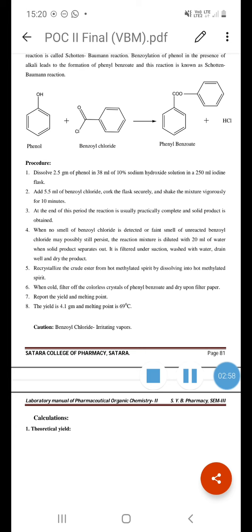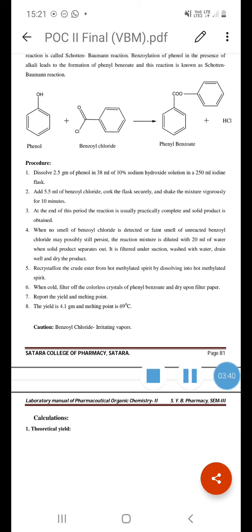Then cork the flask tightly and shake this mixture vigorously for 10 minutes. At the end of this period, the reaction is usually practically complete and solid product is obtained. When no smell of benzyl chloride is detected, the mixture is diluted with 20 ml of water. When solid product separates out, filter this solid product under suction, wash with water and dry this product.